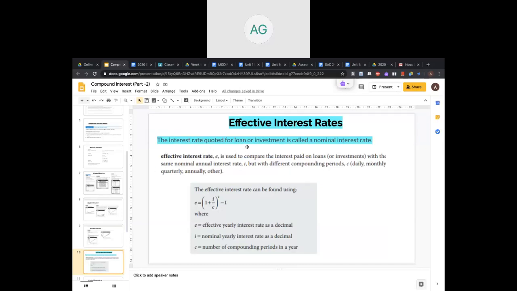The interest rate quoted for loans or investments, we call the nominal interest rate. And we use the effective interest rate to see which one is most effective for us. The formula for that is E equals (1 plus I divided by C) raised to the power c, minus 1. E is the effective yearly interest rate as a decimal. I is the nominal yearly interest rate as a decimal, which has been given to you. And C is the number of compounding periods in a year, whether that's quarterly or monthly. So that's how we do it.